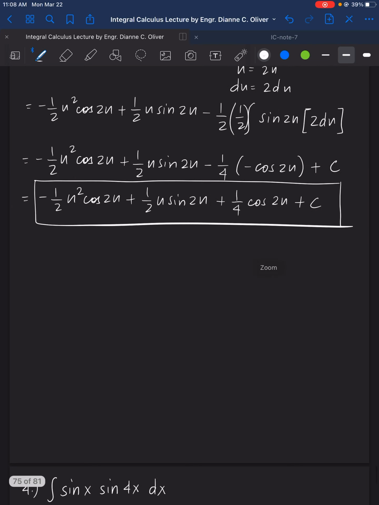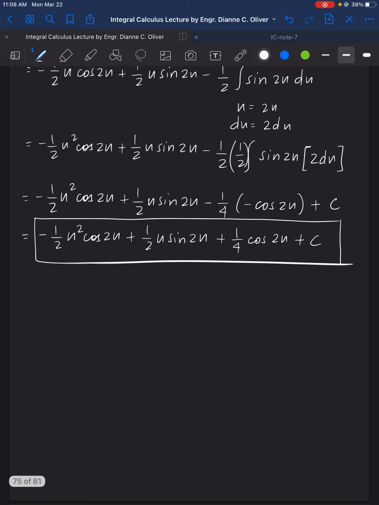Now, how about checking? Because we did the integration twice, are we sure that we got the correct answer? Well, you can always do the checking. Checking is by deriving the answer. So this answer here, we will be deriving the derivative of negative 1/2 u squared cosine 2u. The good thing with knowing that this is the way for checking is that you can immediately know if what you did is right.